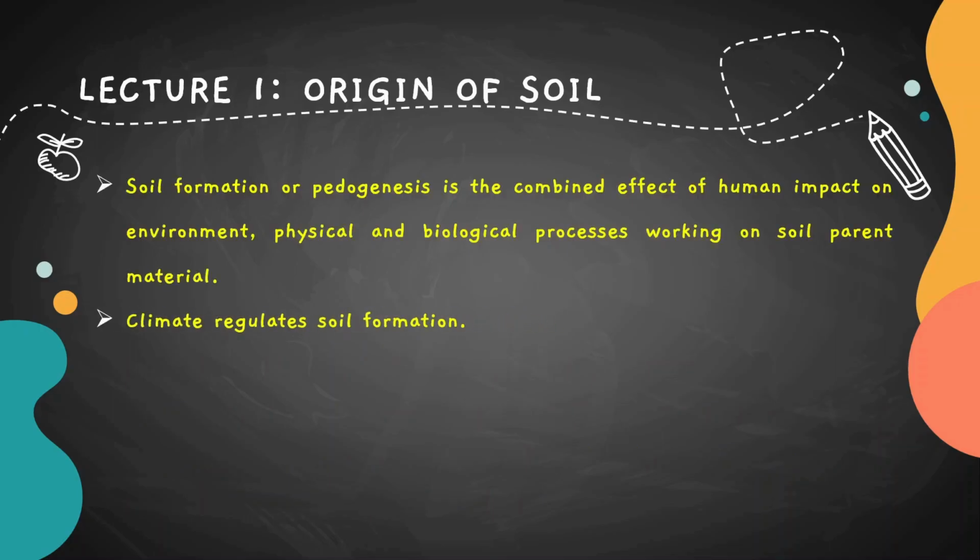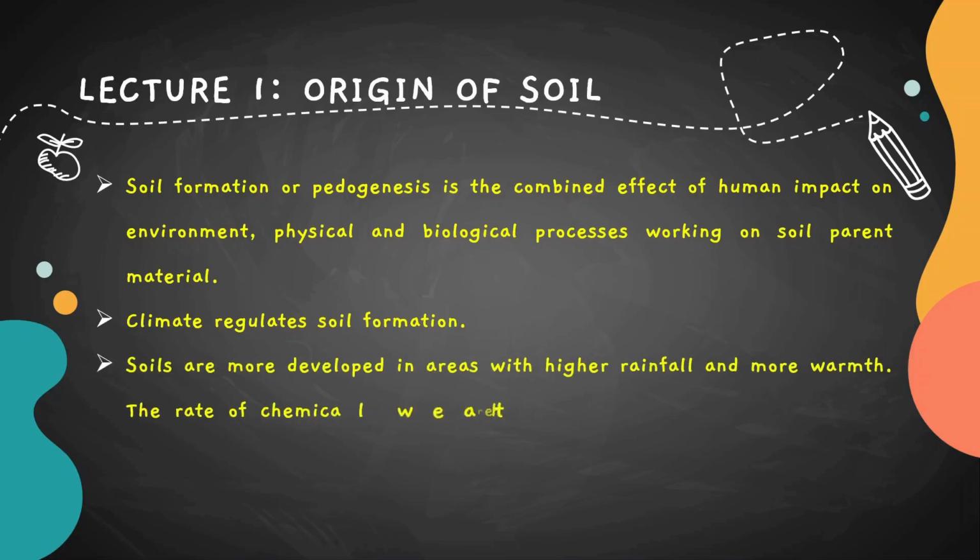Then this soil formation is called pedogenesis, and it happens due to a combined effect, the human impact on environment in physical and biological process working on the soil parent material. So as we know, the soil parent material is rocks. So the human's environmental, physical or biological impact on the rocks will lead to the formation of soil, and this is called pedogenesis. So climate regulates the soil formation.